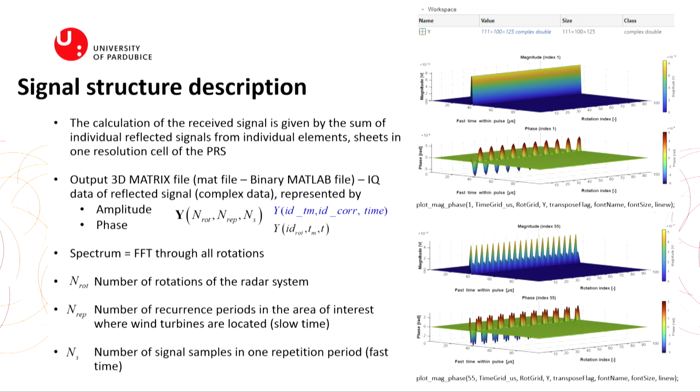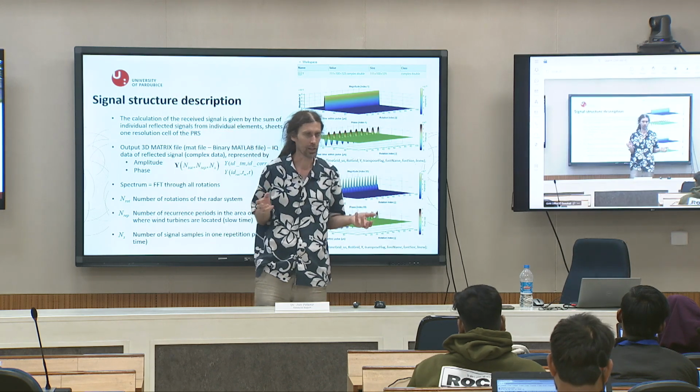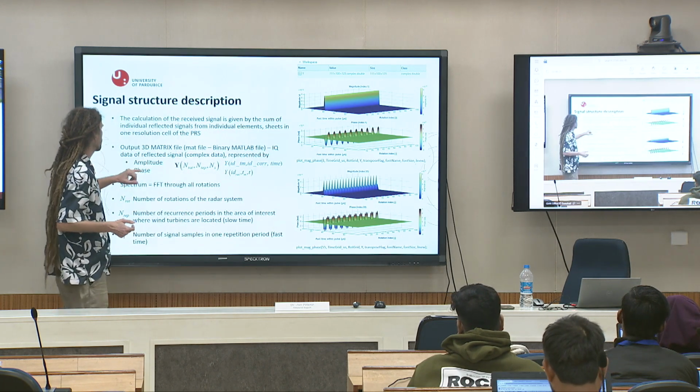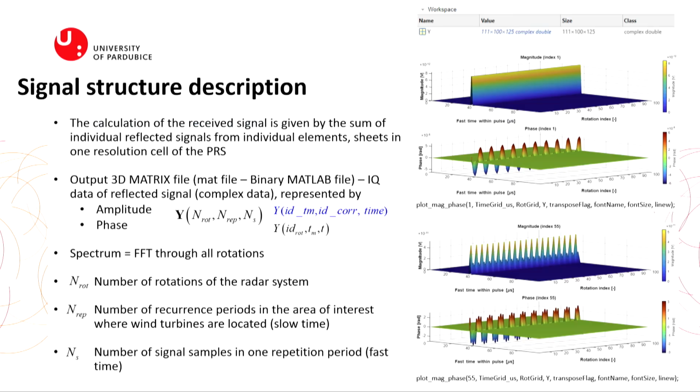But from this you can't see almost anything, if you understand me. We just made a visualization with Karel of this, but we never use it like this raw simulated output signal data, because you need to see it in a spectrum or a spectrogram. But the output 3D matrix file is IQ data, so it is presented as amplitude and phase.